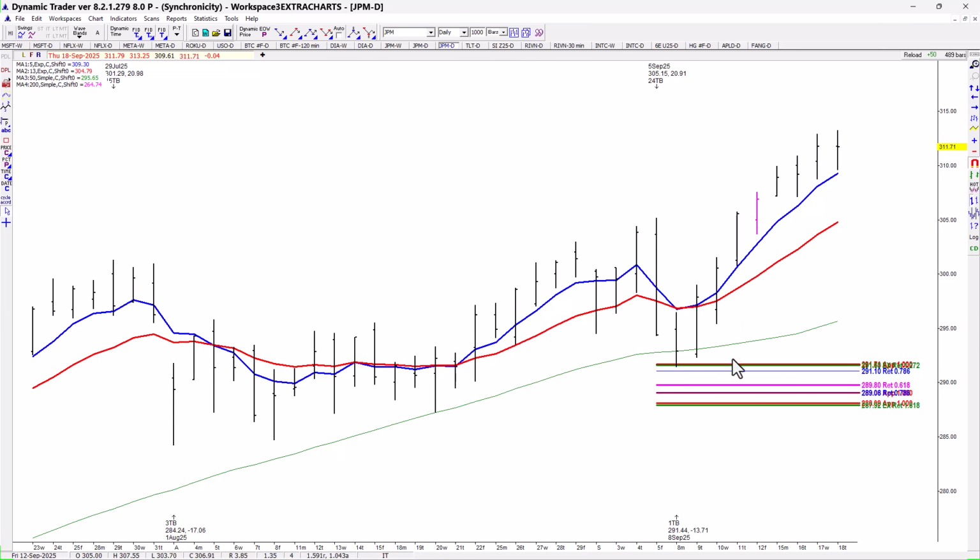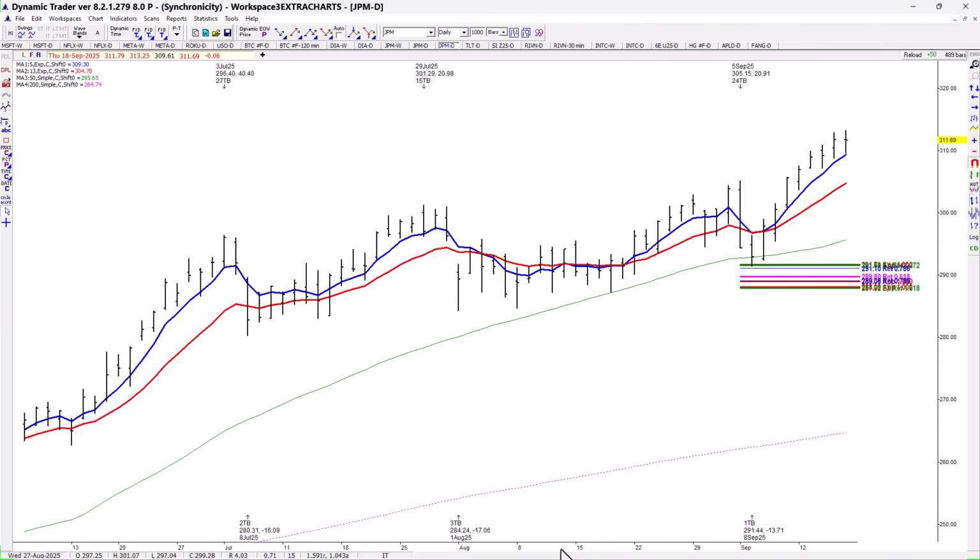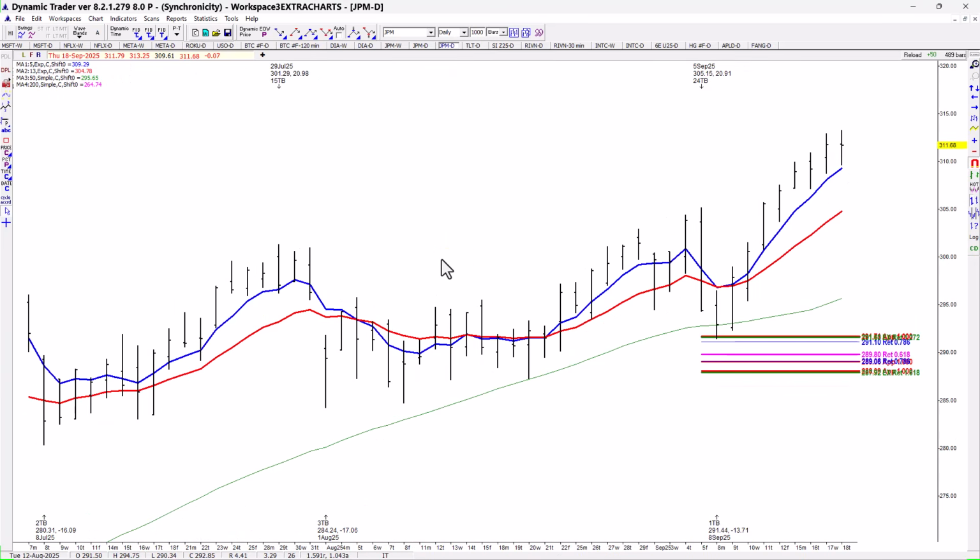Okay, but bottom line, this is how we came up with that setup. Looks like we still have 291.10 to 291.71. It hit, it held, it triggered, and that's the way we set up trades using Fibonacci ratios.